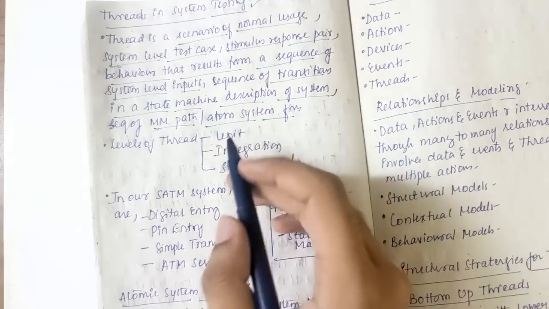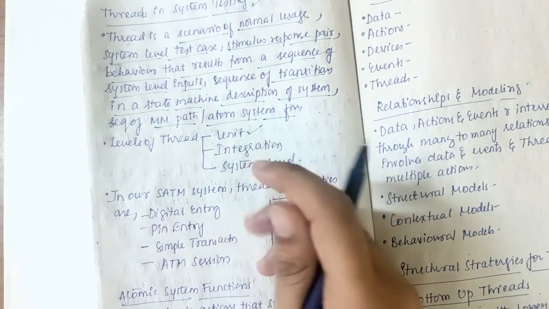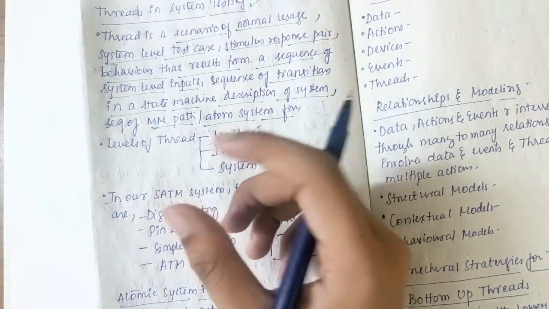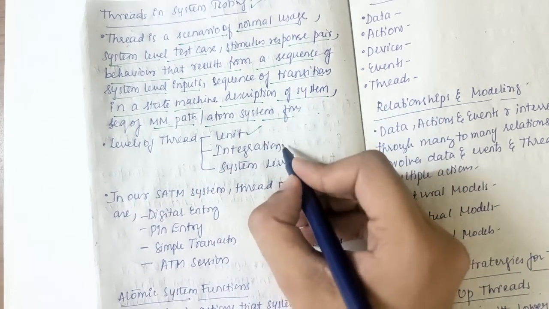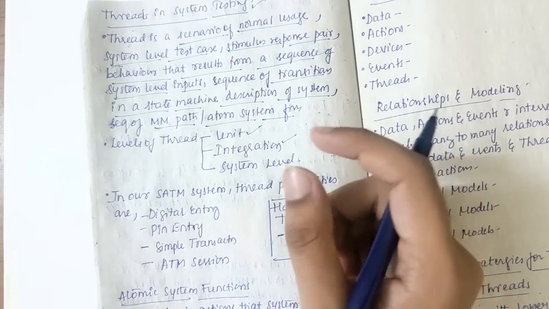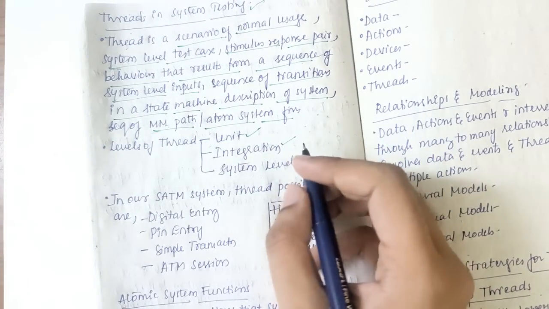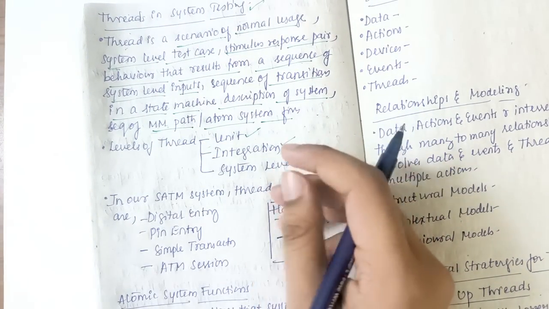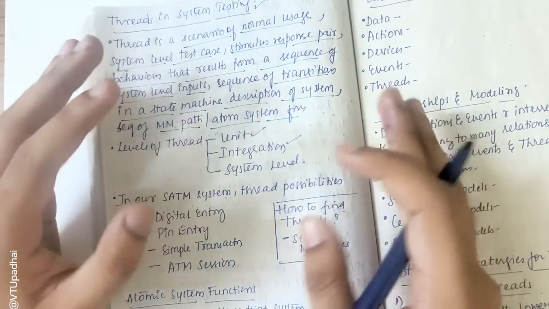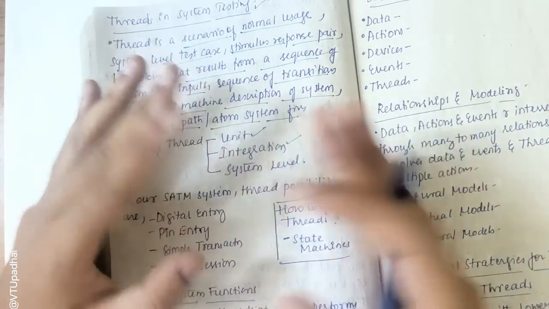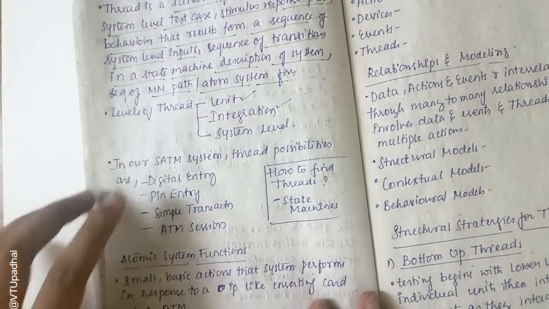Moving on further, looking at levels of threads. First we have the unit level. Unit level means small, detailed threads, and individual functions would be performed in these units. Then we have integration. Integration means when I'm combining different units together and then testing. Then I have the system level. In the system level, these are the high level sequences comprising the entire system. The entire integration along with the system is combined here.